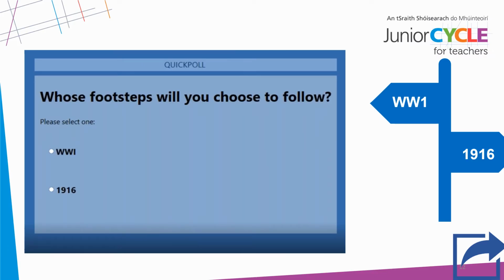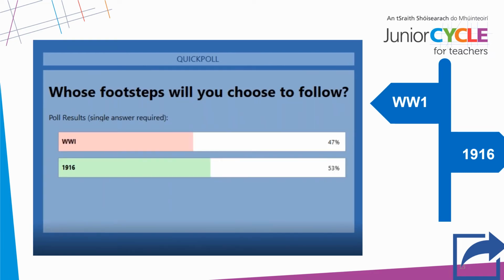On the night of the webinar, we launched a poll and we asked the question, whose footsteps will you choose to follow? And the results of that poll came in. 47% chose World War I and 53% chose 1916. So let's go and follow the path of 1916.